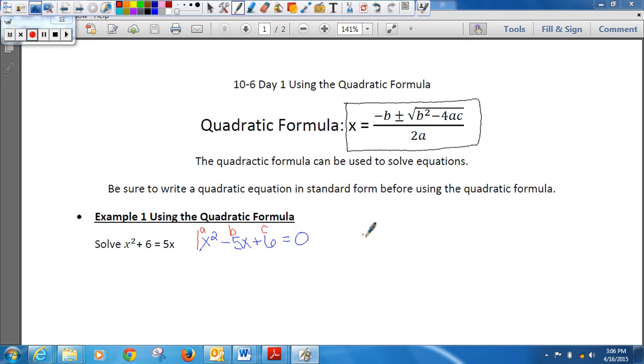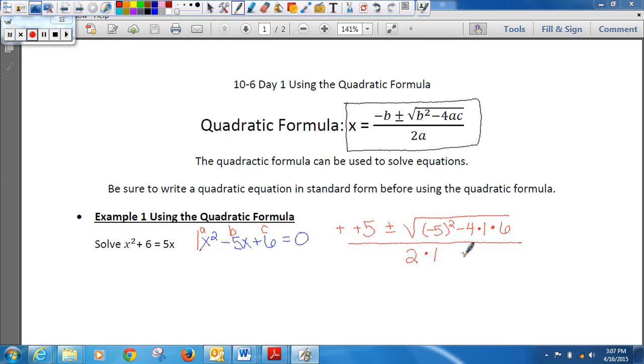So if I look there, now I go ahead and I sub it into my formula. Negative b, so negative 5, which I would rewrite as positive 5, plus or minus the square root of b squared. And remember, when you square a negative, please put it in parentheses, especially if you're using your calculator. Minus 4 times a times c. All of that is over 2 times a.